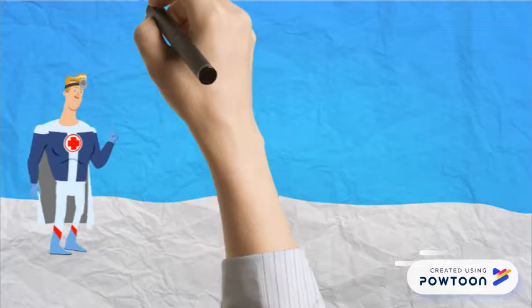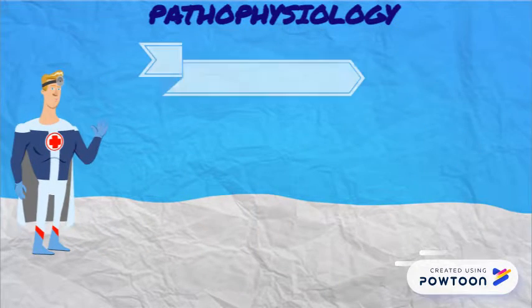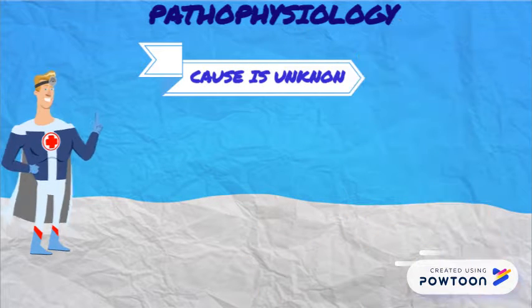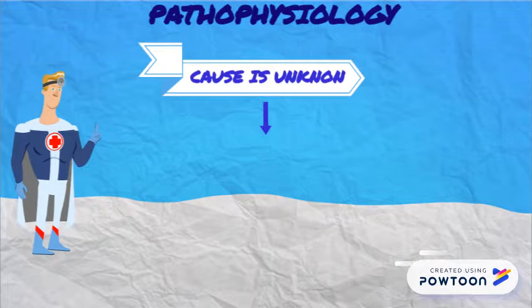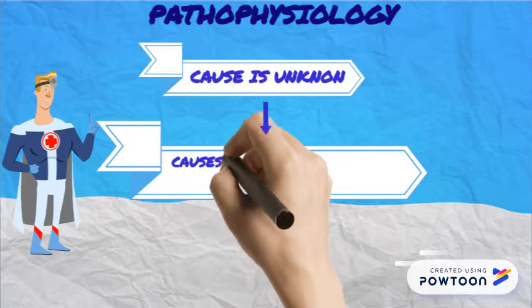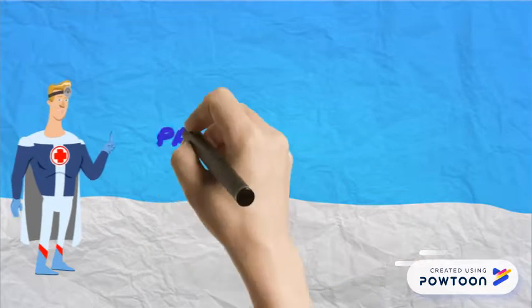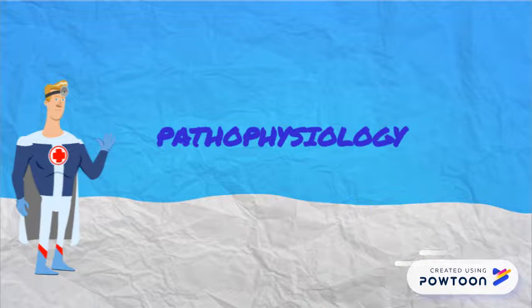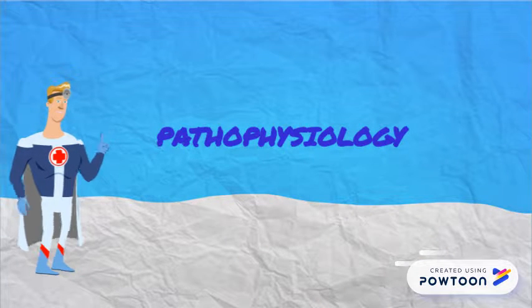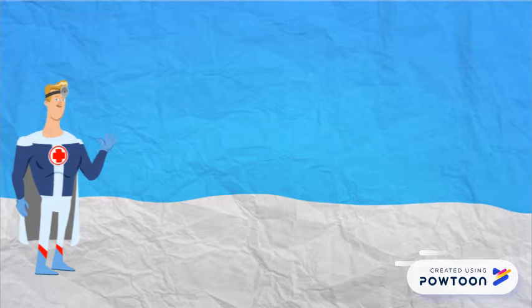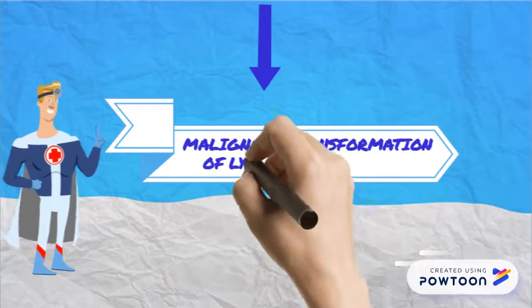Let's proceed to the pathophysiology. The cause of leukemia is unknown. There is no real explanation why people progress into leukemia. Abnormal production of immature cells causes somatic mutation of the DNA, which prevents it from maturing into a specialized blood cell and causes it to multiply out of control, which leads to malignant transformation of lymphoid stem cells.